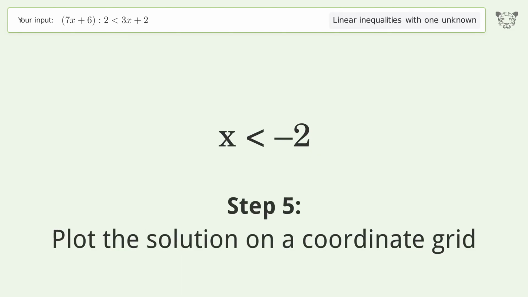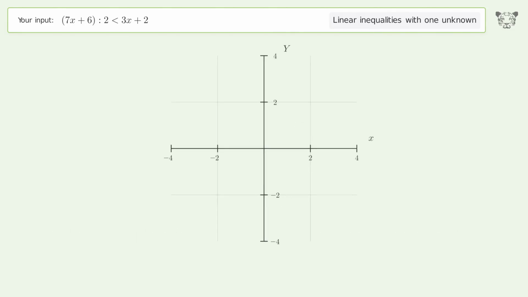Plot the solution on a coordinate grid. And so the final result is x smaller than -2.